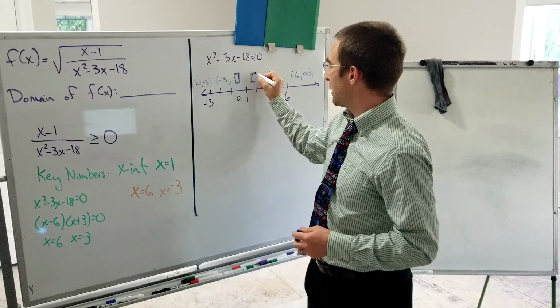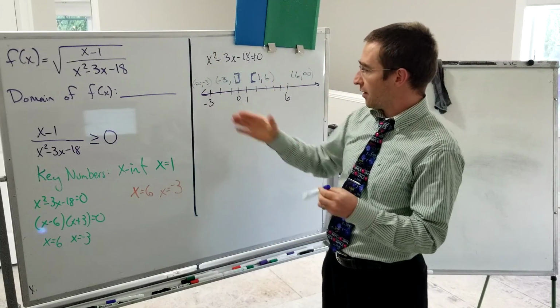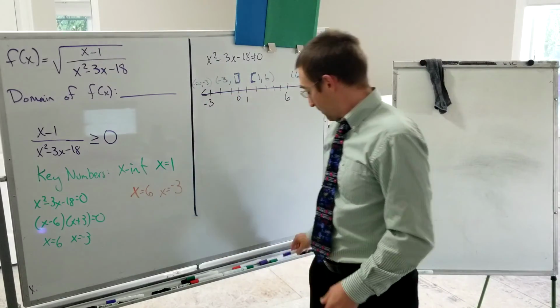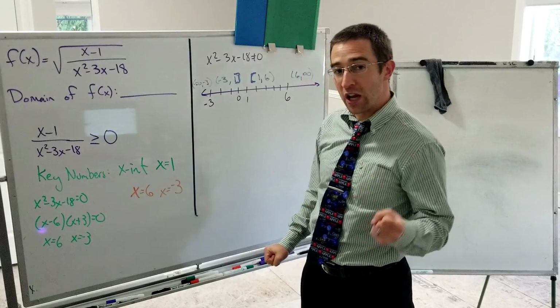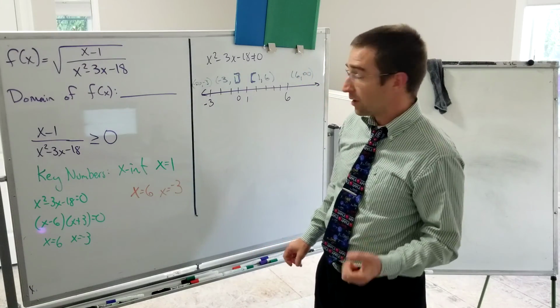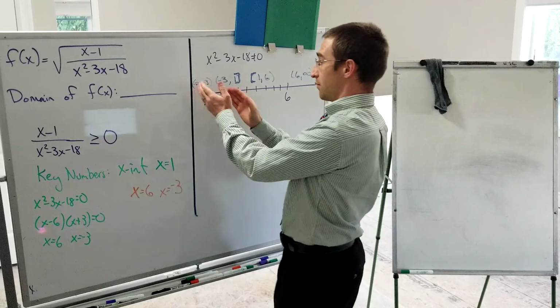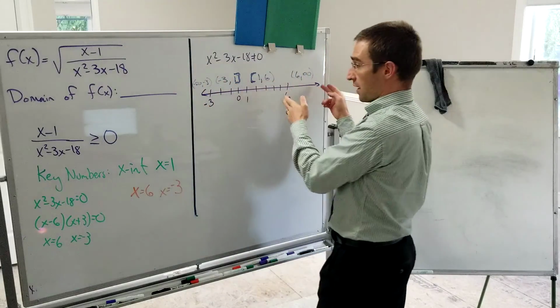So basically what we need to do is check a point in each interval to see where it's positive, where it's negative. Right? Because the only way that it could change sign, go from positive to negative or negative to positive, is when x jumps from one of these intervals to the other one.